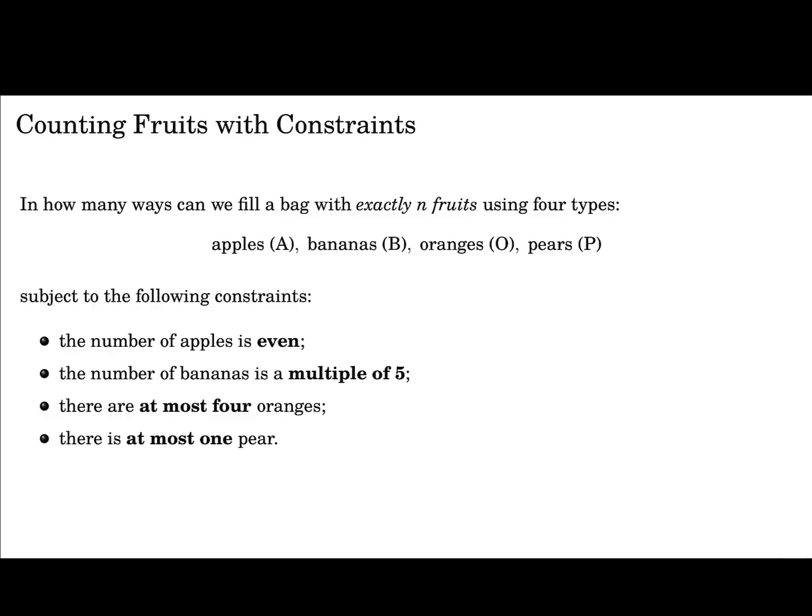So this is still going to be a problem about solving an equation. So you can write it as the number of apples plus the number of bananas plus oranges plus pears has to be equal to n, but subject to all these constraints here, and some of them might look a little bit complicated. And what we're going to see is that generating functions are going to be a very good way of dealing with this. So the first step, we are going to encode each constraint with a generating function.